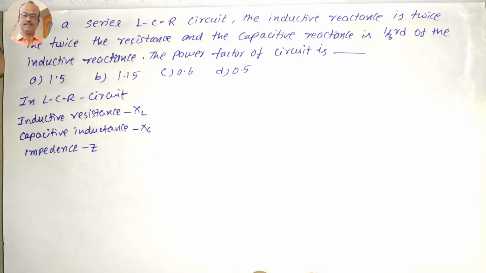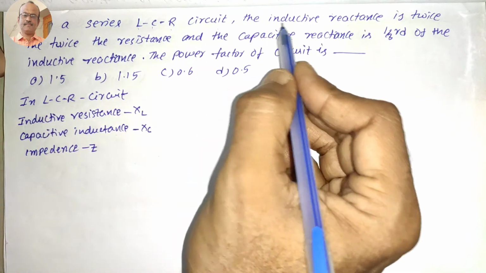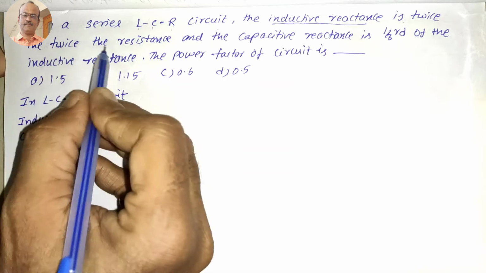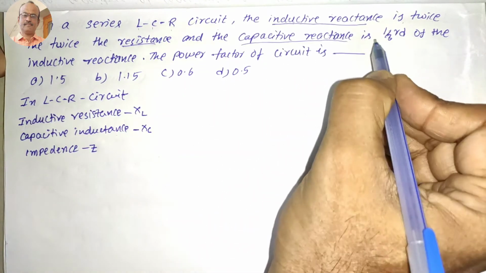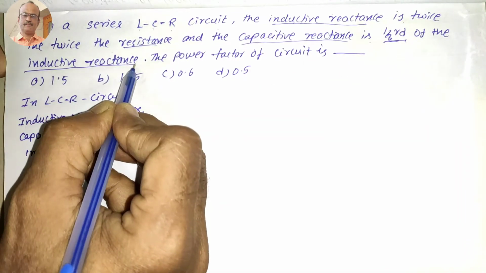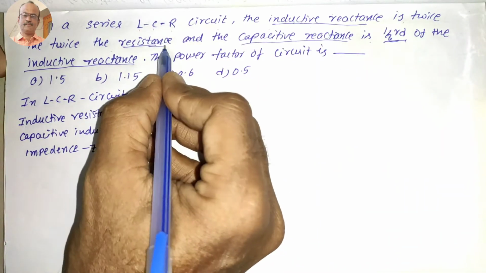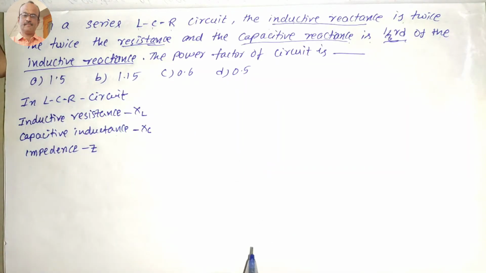In a series LCR circuit, that is inductance, capacitance and resistance circuit, the inductive reactance is twice the resistance and the capacitive reactance is 1/3 of the inductive reactance. Once again, the inductive reactance is twice the resistance and capacitive reactance is 1/3 of the inductive reactance. Calculate the power factor of the circuit.